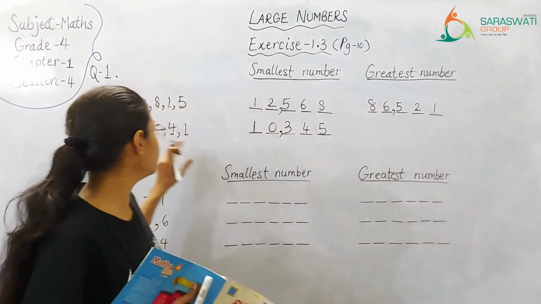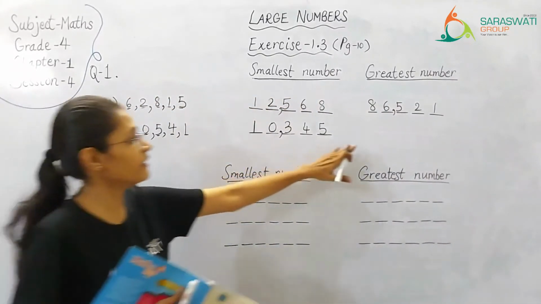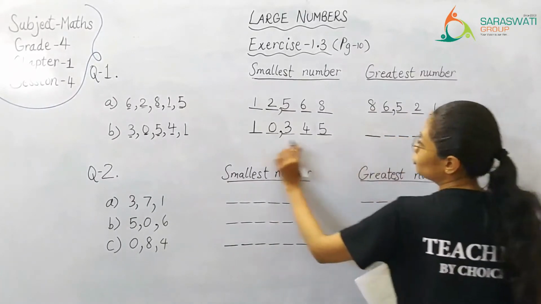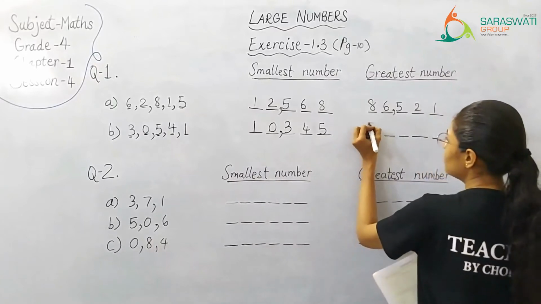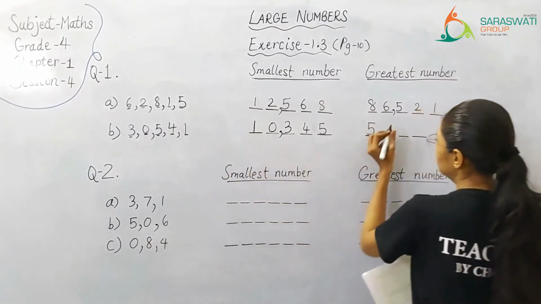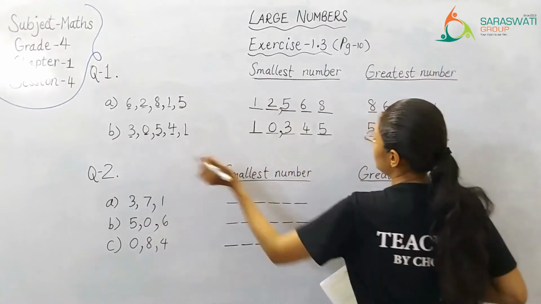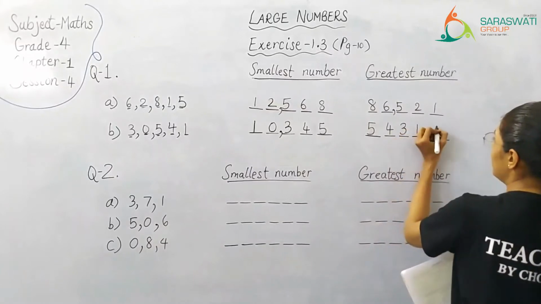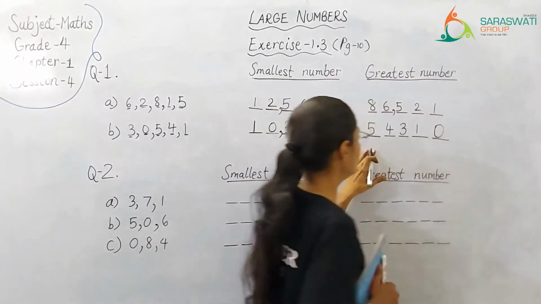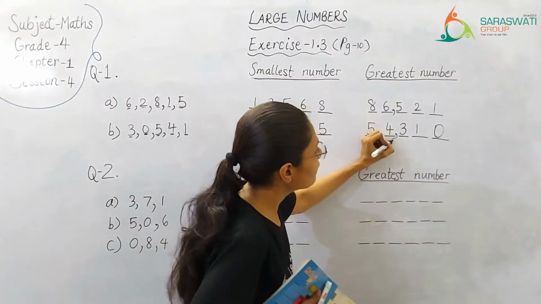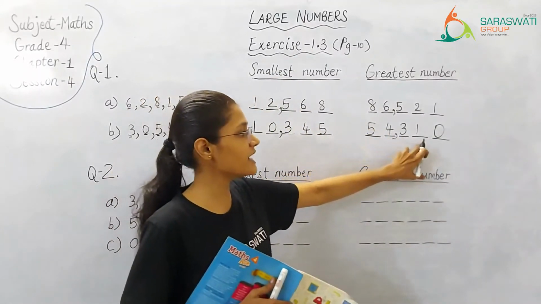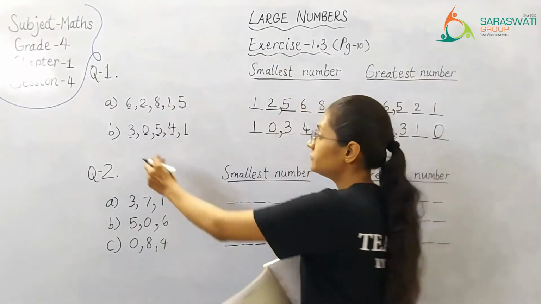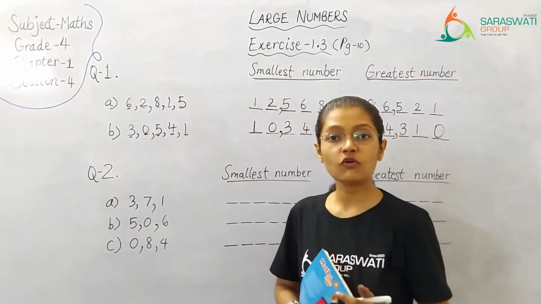Now, writing these digits in the descending order over here, we will get our greatest number. So, 5 having the greatest value, then 4, then 3, then 1, and then 0 having the least value. So, this number, that is 54,310. This is the greatest 5-digit number that is formed using these 5 digits and using each digit once.